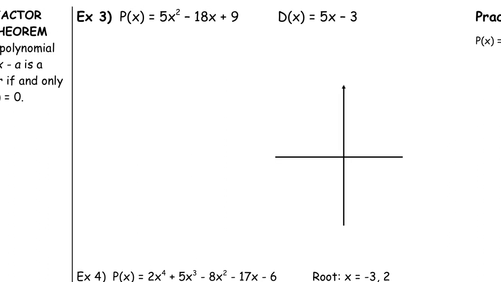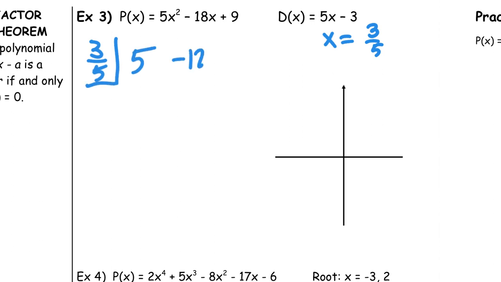Okay, so here we go. We're also going to talk about factor theorem. So this one's a little uglier. This one's going to be x equals 3/5. And you think it's going to be bad, but it's totally not. We've got a 5, we got a negative 18, and we got a 9. We get to automatically bring down the 5. Now when you multiply 3/5 times 5, the 5's cancel. So we're just left with the 3.